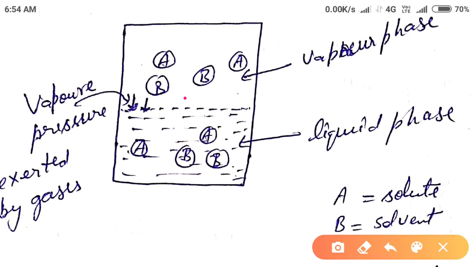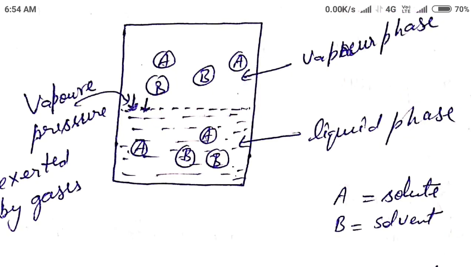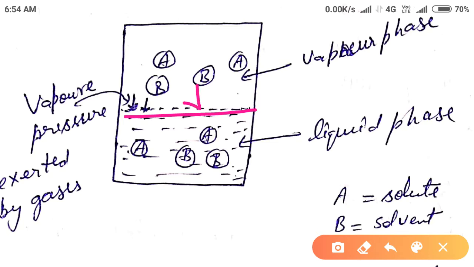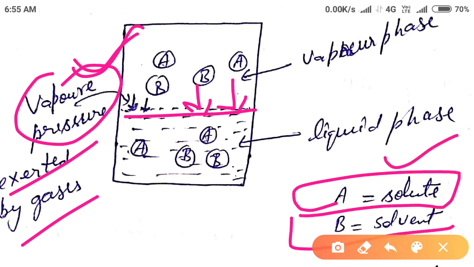After some time, an equilibrium exists between the vapor phase and the liquid phase, and the pressure exerted by these gases A and B on the surface of this liquid is the vapor pressure exerted by the gases. Here we consider A as a solute and B as a solvent.